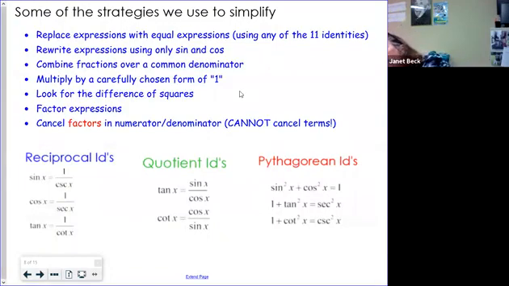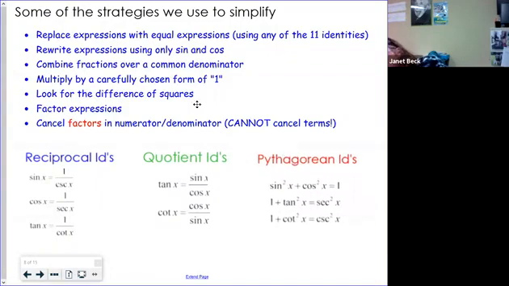So your strategies when you're trying to solve these is look, first of all, to replace expressions with something that they are equal to. So if you saw tangent of x, you could replace it with sine of x over cosine of x, that sort of stuff. You could replace equal with equal.